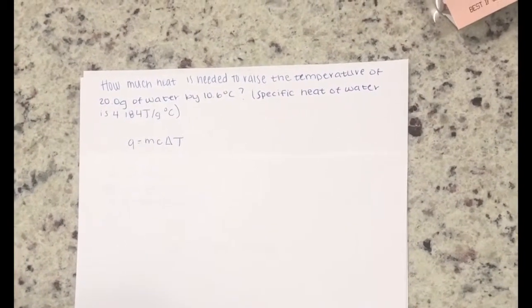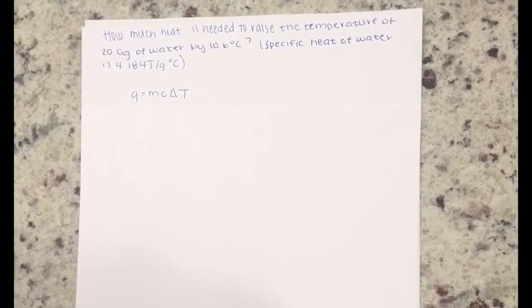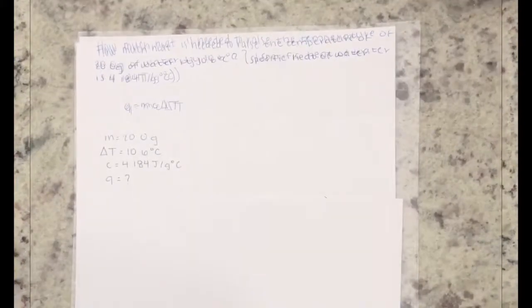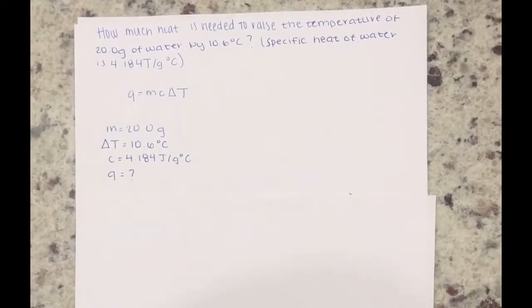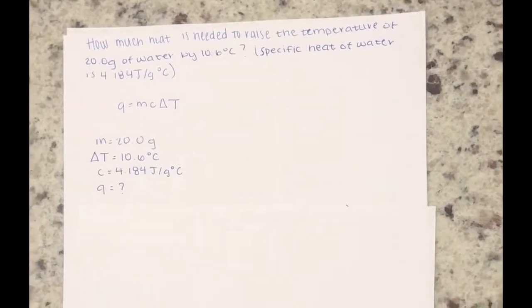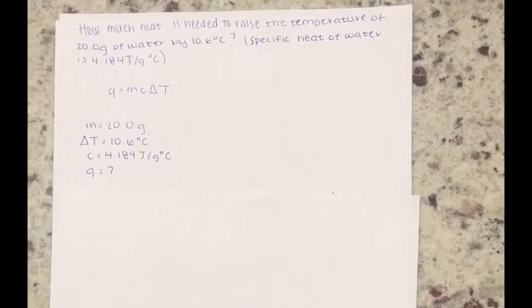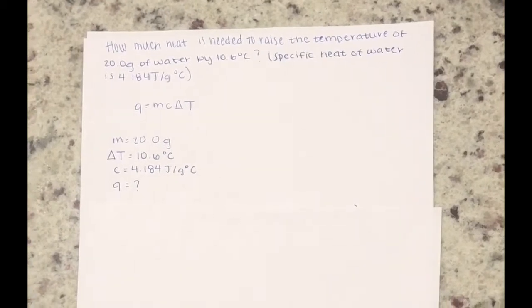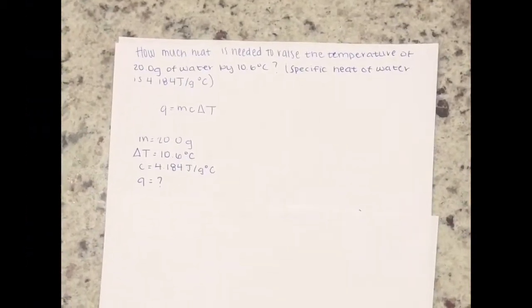I've written out here the equation to find the specific heat of water. It's Q equals m c, draw a triangle, and then delta T. Our mass that was given is 20.0 grams. The change in temperature they gave us is 10.6 degrees Celsius. The c that they gave us is the specific heat of water, which is 4.184 joules per gram degrees Celsius. We are trying to find the Q now.